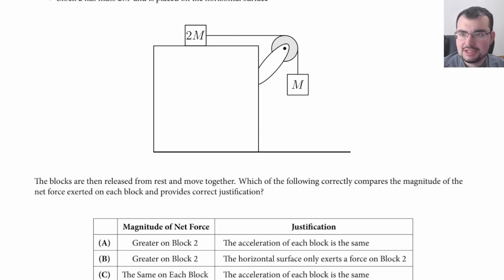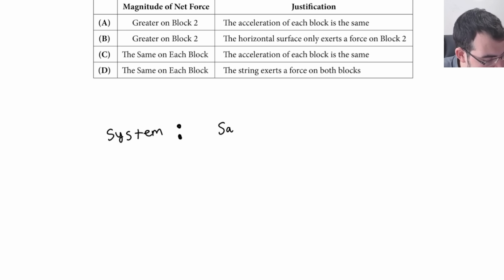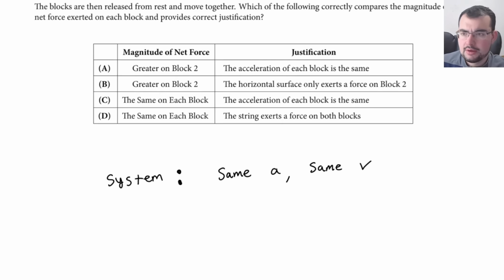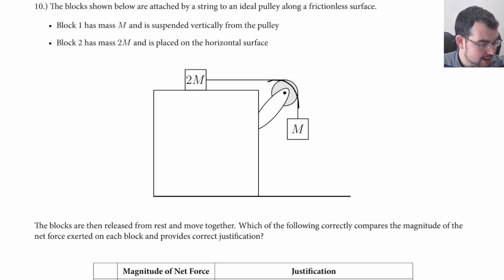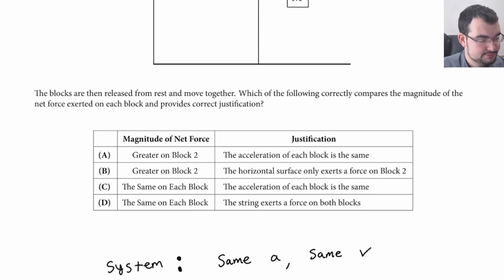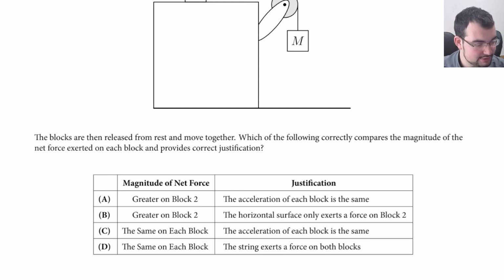So anytime you have a system, what is the same about the system? It's always going to be the same acceleration, so therefore it's the same velocity. Because everything's connected. So if the accelerations were different, this string could not remain connected. So it's always true that these systems have to share acceleration if they're moving as one connected body. So it's the accelerations that are the same.